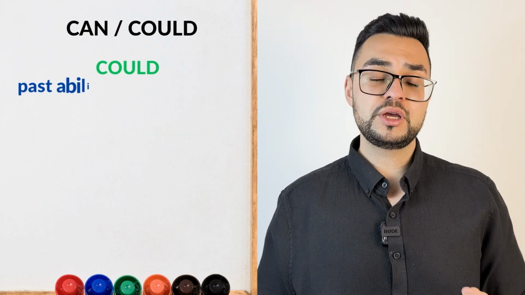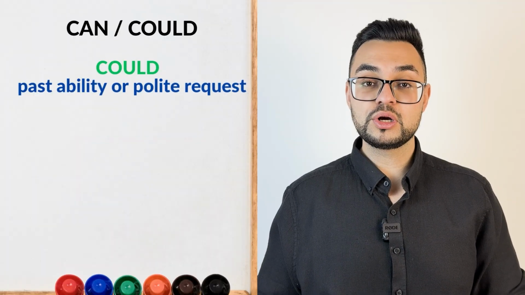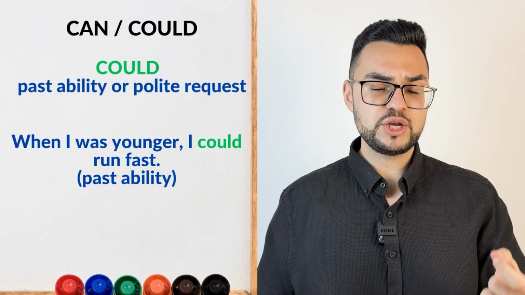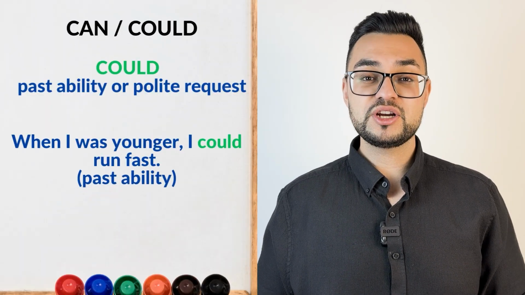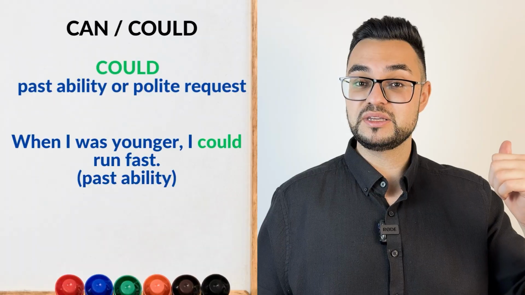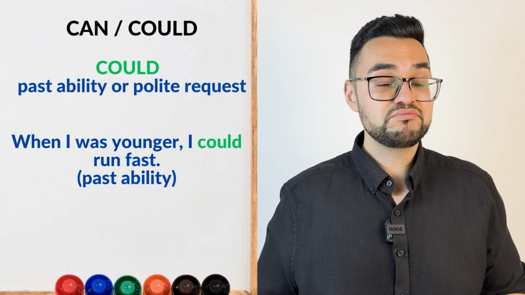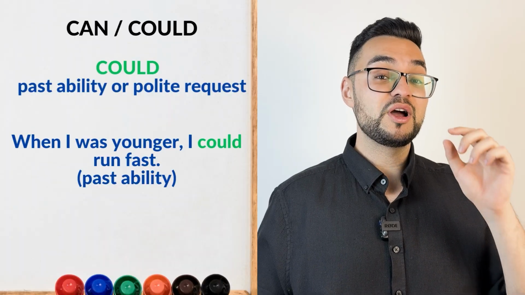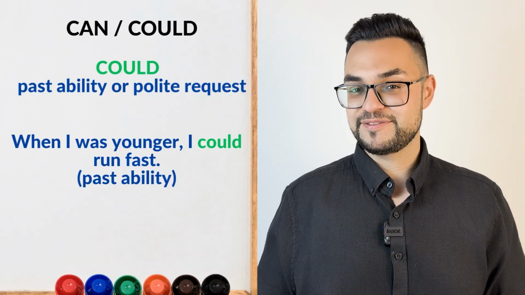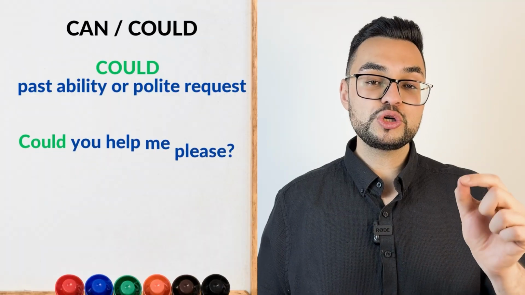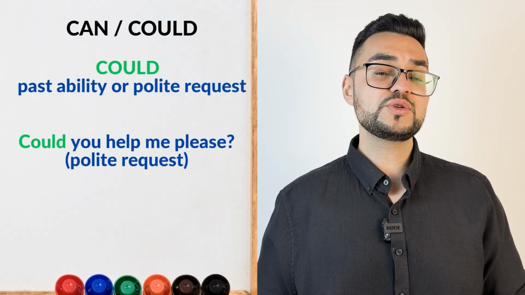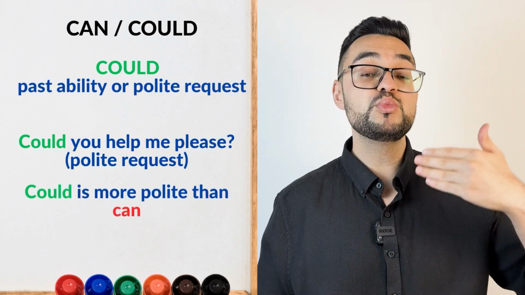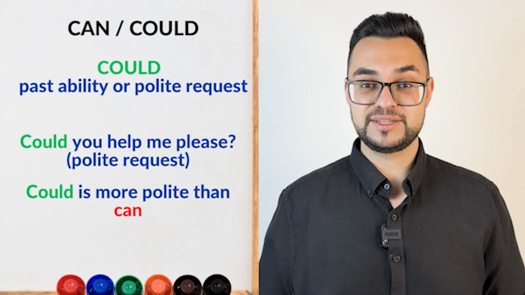We use could for past ability or polite request. For example, when I was younger, I could run fast. Here I'm talking about past ability. Maybe at the present time, I'm not able to run that fast. But when I was a kid, I could run fast. The next example is, could you help me please? Here we are using could for a polite request. Remember, could is more polite than can.